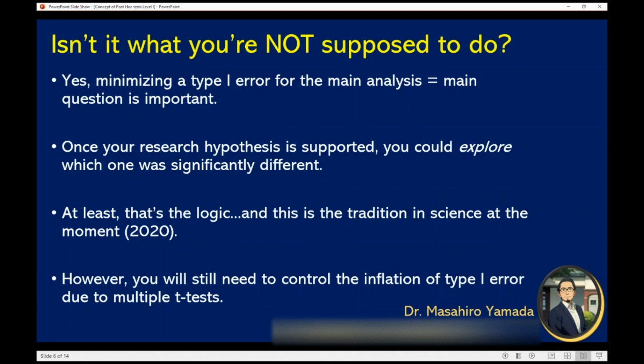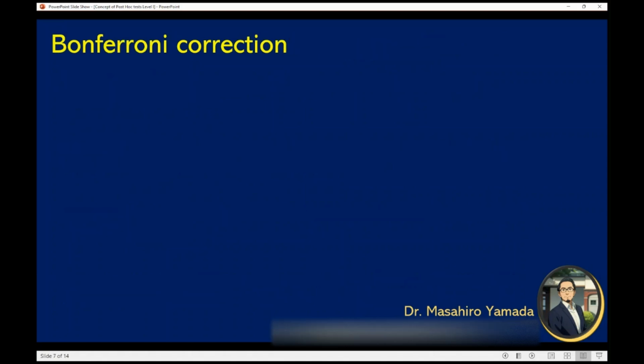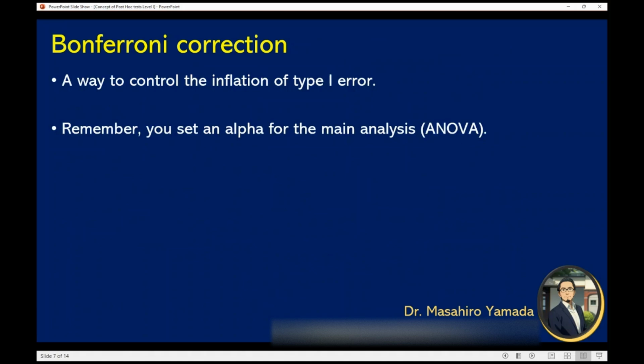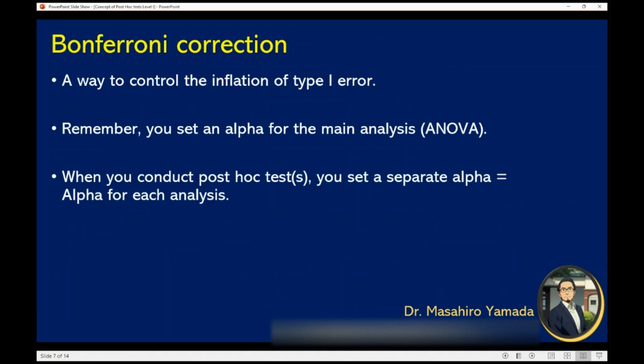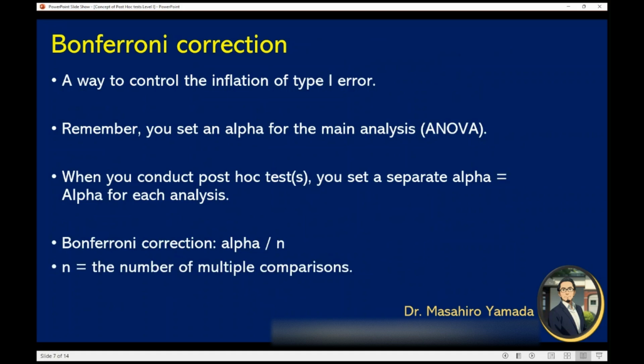Even if it's an exploratory analysis, you still want to control the inflation of type 1 error due to multiple t-tests. So Bonferroni correction is really a way to control the inflation of type 1 error. When you test your research hypothesis using the ANOVA, you set an alpha, right? When you conduct a post hoc, you set a separate alpha for each analysis. Okay, so how Bonferroni correction works is you divide the alpha by the number of multiple comparisons.